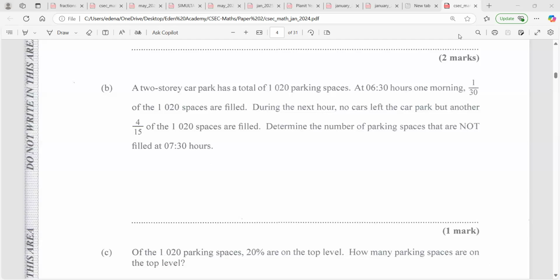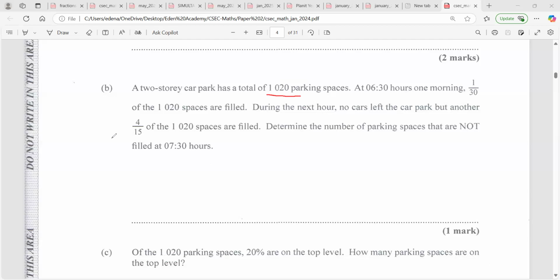So I suggest that every time you do a question, you read it twice. You could break it down. Say the two-story car park has 1,020 parking spaces. That's important. 130 of the 1,020 spaces are filled.